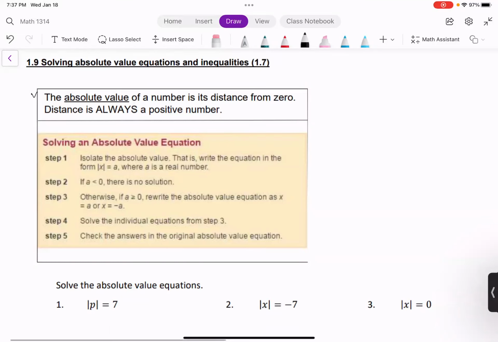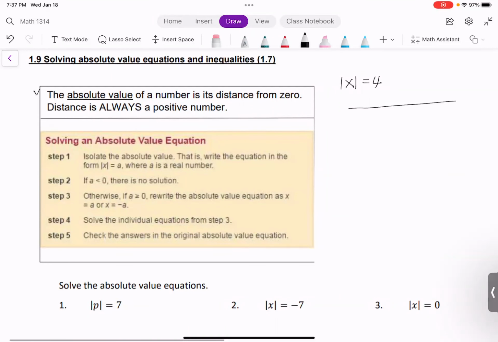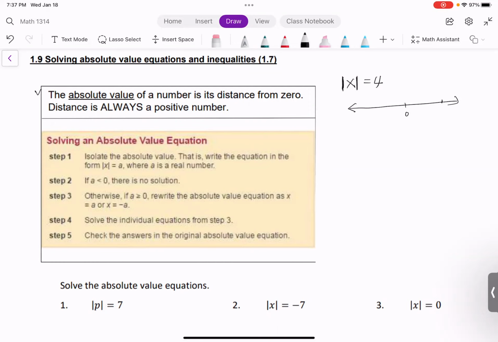For example, if I have absolute value of x equals 4, I draw a number line. In the middle, I say this is 0. So if you see these two hash lines, that means we are looking for the distance from the x to 0 equals 4. You have a point here, which we say is x. From the x to 0, the distance is 4. So x is 4.